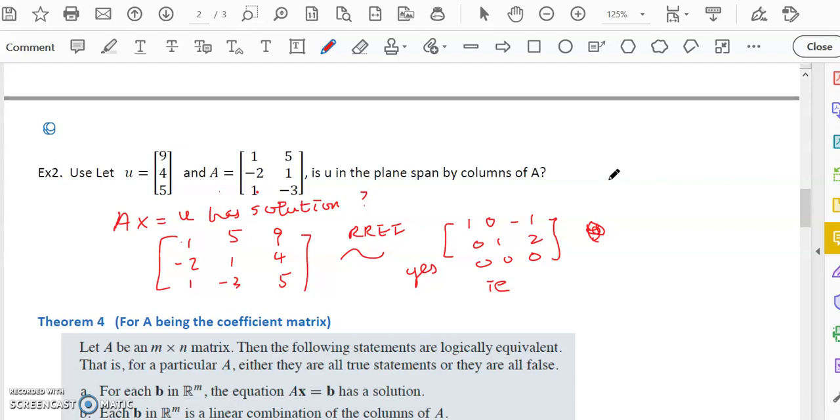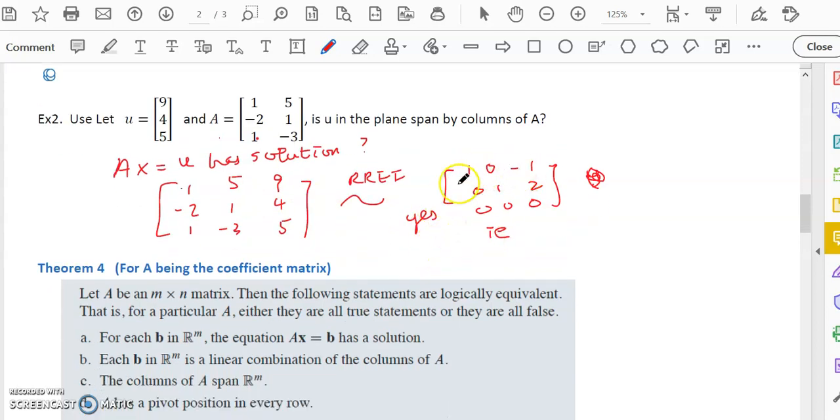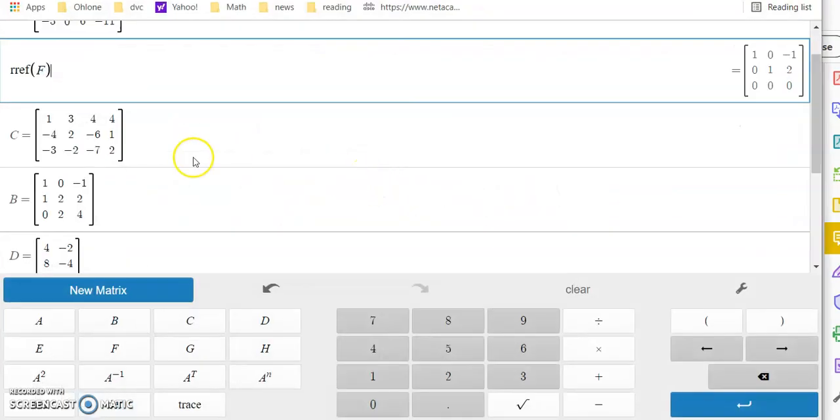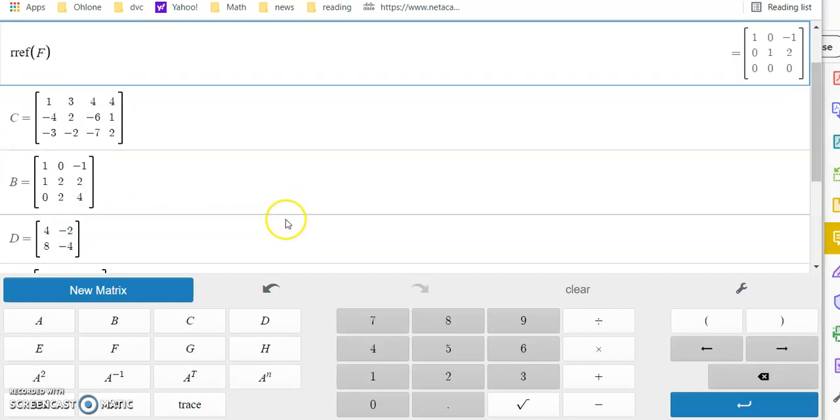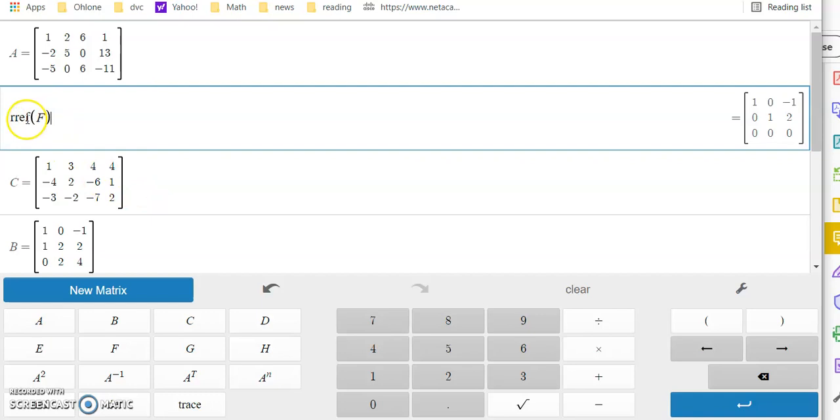Okay, so in part 1 of this video, I was working on this example. We want to solve AX equals U. To solve this is as if doing the reduced row echelon form of the augmented matrix, with A in the front and then U at the right-hand side. So it is the row echelon form of F. When I do the reduced row echelon form of F, I get 1 0 negative 1, 0 1 2, 0 0 0. That means there's a solution, and the solution is x1 equals negative 1 and x2 equals 2.